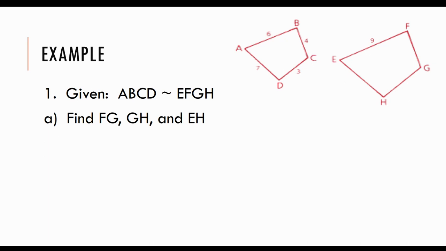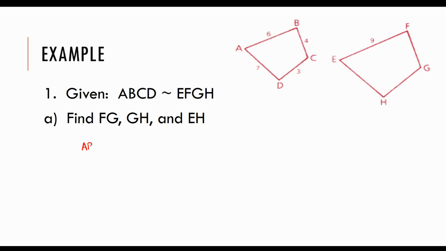In part A, they're asking for us to find the side FG, GH, and EH. So because we're dealing with sides, then we just need to focus on that first piece of information, that ratios of corresponding sides are equal. So if I look at the order of the letters for these similar figures, I'm going to just set up all the different ratios of corresponding sides. So because we've got 4 sides, we should have 4 ratios of corresponding sides.